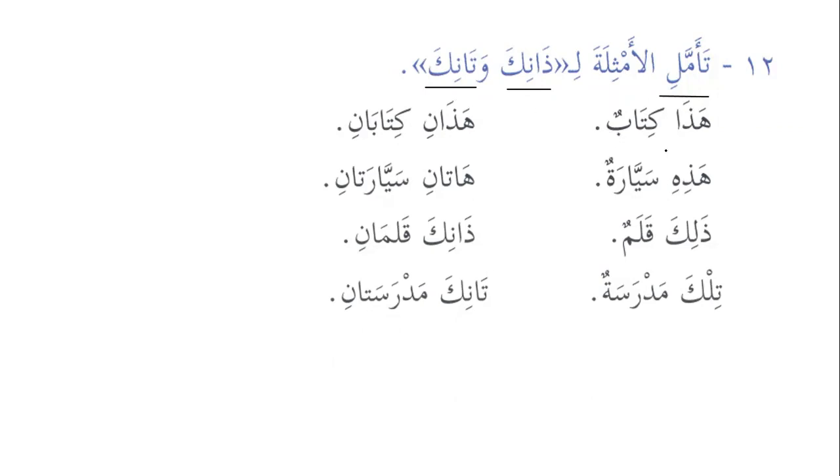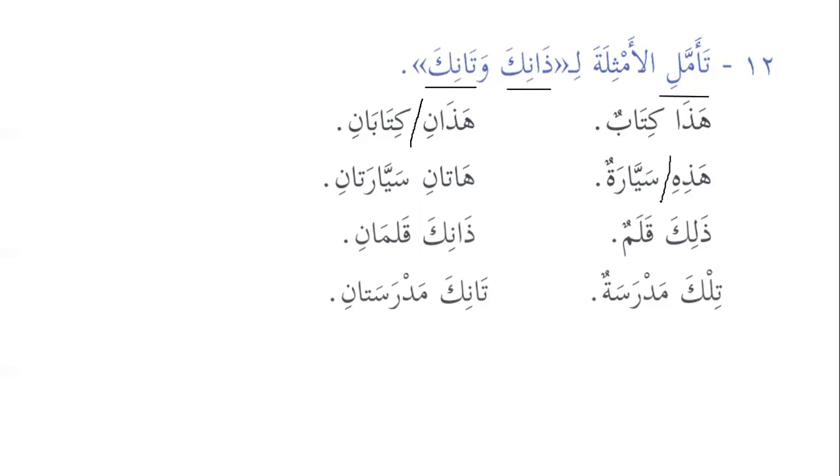Now if we look at the examples here, hada kitabun, this is a book. Hadani kitabani, so these two are books. So as we know that hadani is mubtada and kitabani is khabar, and mubtada and khabar are always equal in number and gender, two things. So hadani means two, it's mubtada, that's why kitabani is also two, and it is khabar.